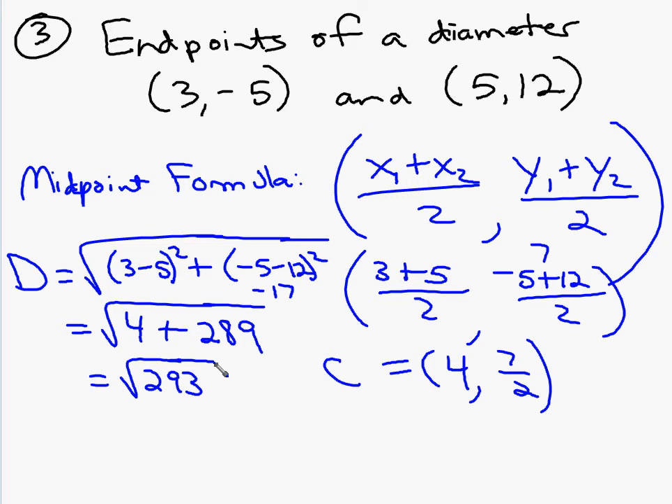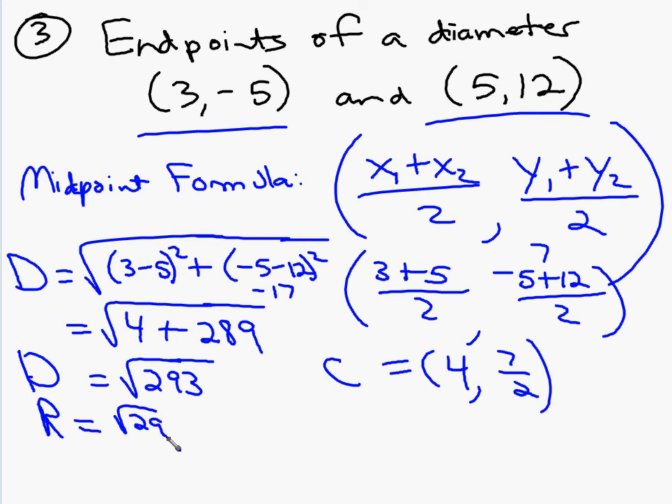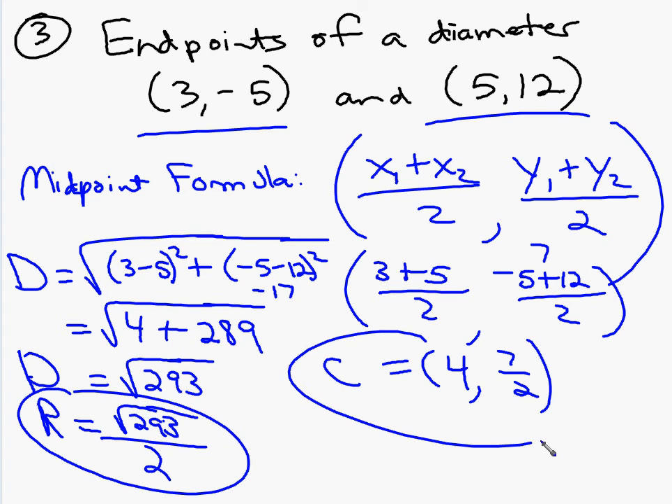Now if I did it that way, I used these 2 points. Isn't this the length of the whole diameter? So what's the radius going to be? It's going to be half of that. Square root of 293 over 2. Don't be afraid of ugly numbers, okay, of ugly answers. Sometimes they happen that way. So there's your radius, there's your center, and now we can just plug into the formula.